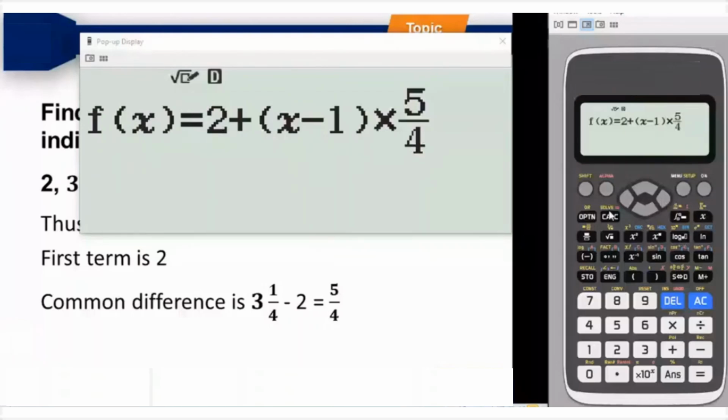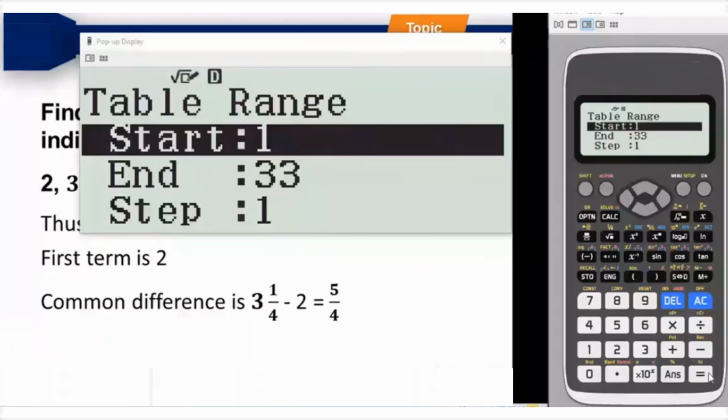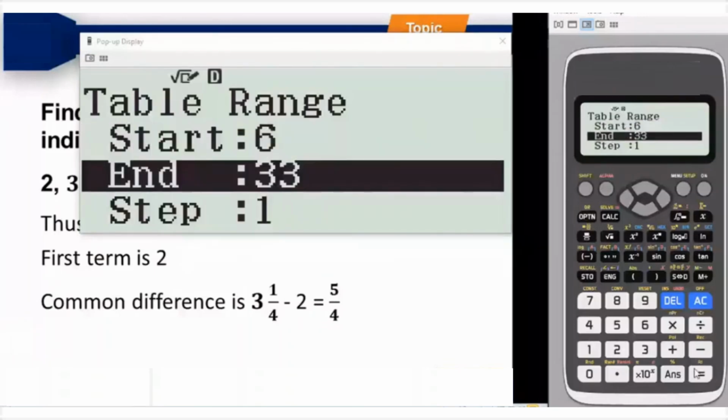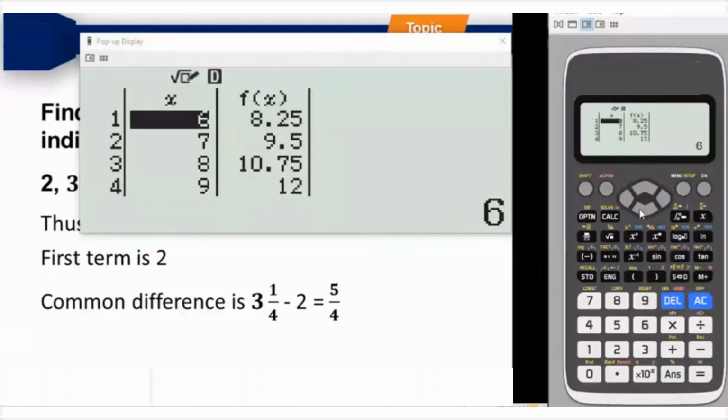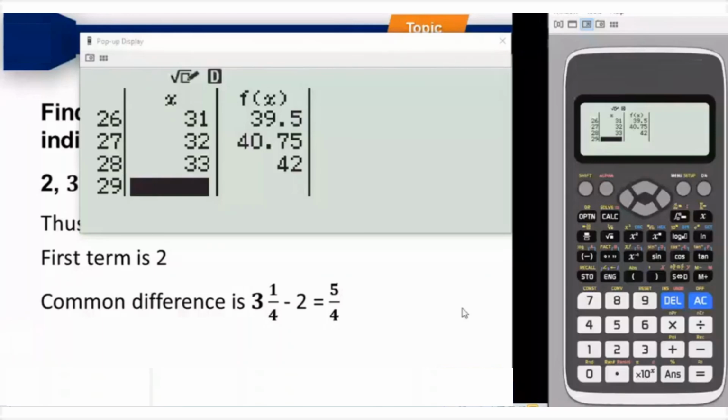It says range error maybe because the table has a capacity of giving you a certain number of values. If the values exceed that capacity, it can give you a range error. So instead of 1, let's start from the 6th term so that we can go on to the 33rd term. Now it is not giving us the range error, and the 33rd term is 42.